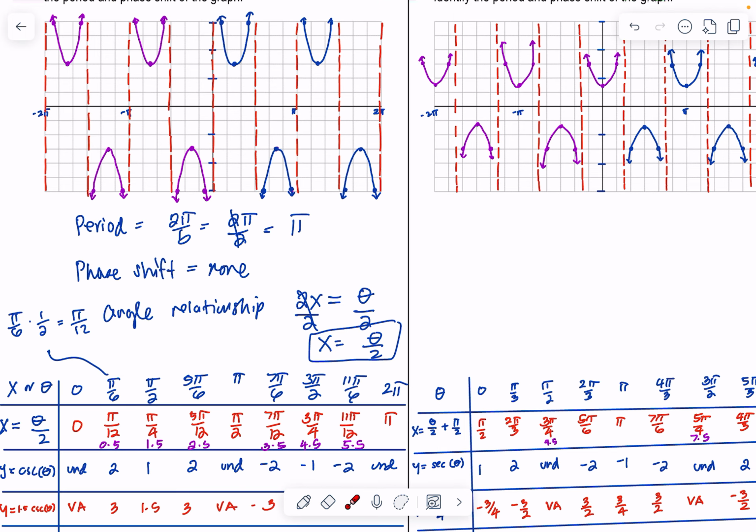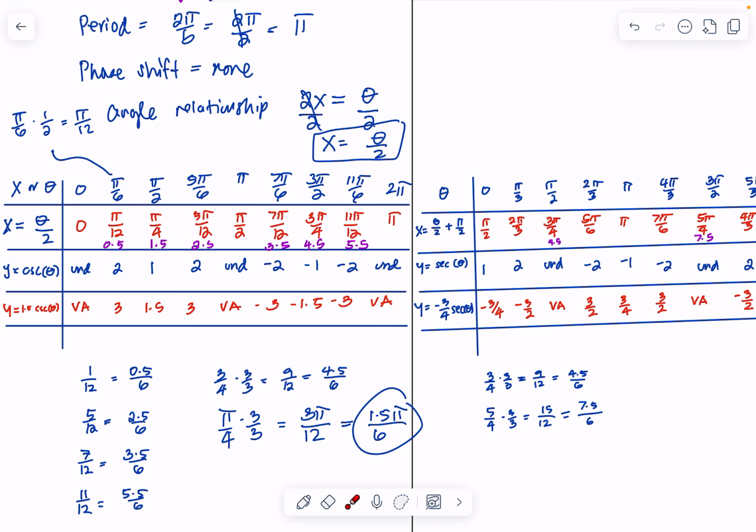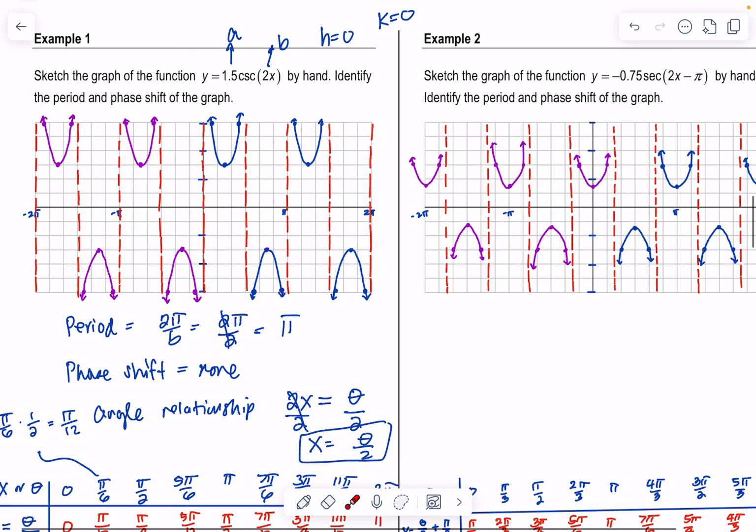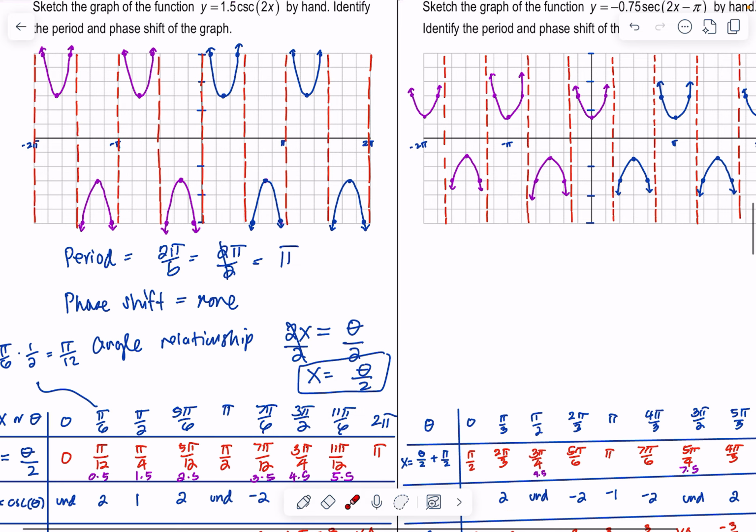And then we have 5 pi over 12. Again, I converted that one into something over 6. That's 2.5 over 6 and has a y value of 3. So this is right over here. So this whole entire thing is this 3 over here. And then I'm going to go to pi over 2. So pi over 2 is 3 pi over 6. So 1, 2, 3. So pi over 2 has a vertical asymptote, which is this one.